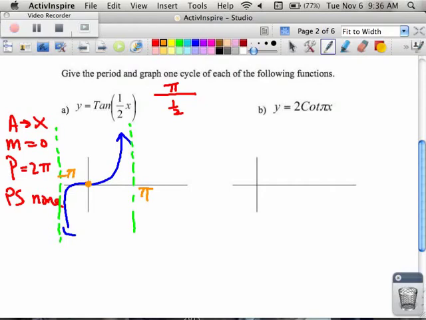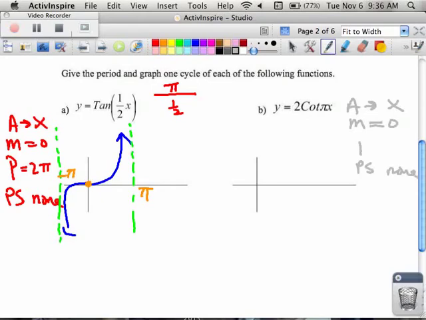So off to the side, I'm going to be writing down that my amplitude, I'm not going to talk about that. My midline is equal to 0 because nothing's changed. There is no phase shift, again, because there's no plus or minus in a parentheses.